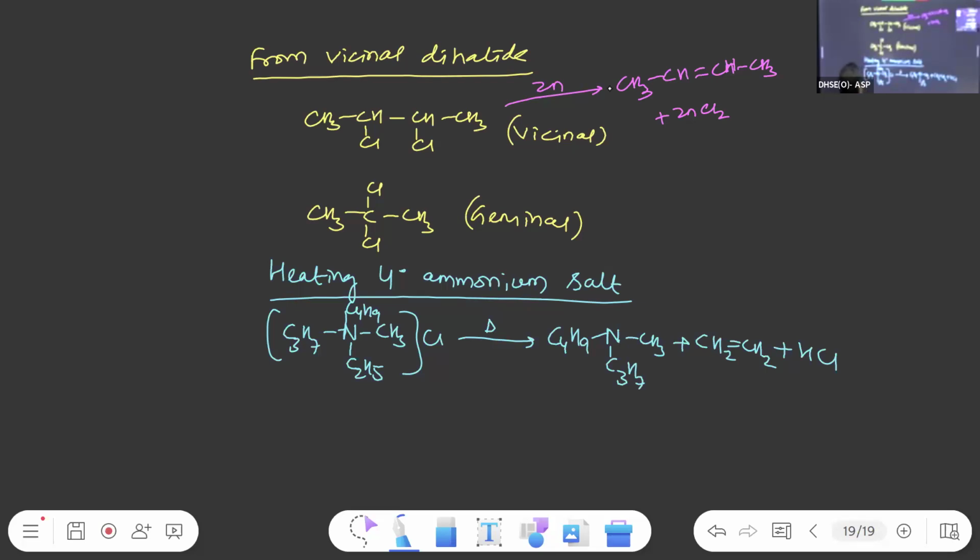Second, why is this happening? Because quaternary ammonium salt is highly sterically hindered, as nitrogen has four alkyl groups. So in order to relieve the strain, or the steric hindrance, it releases one alkyl group in the form of alkene. Okay students, so I think it is clear. Is it clear now?